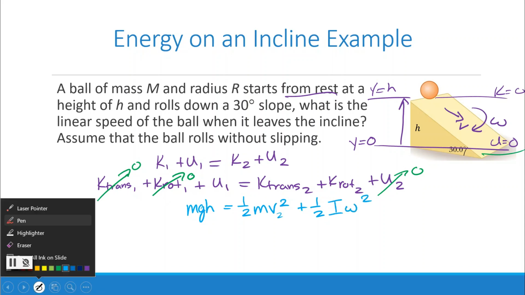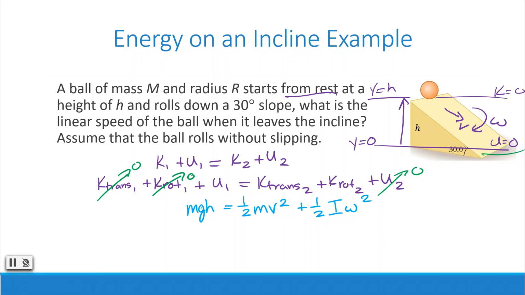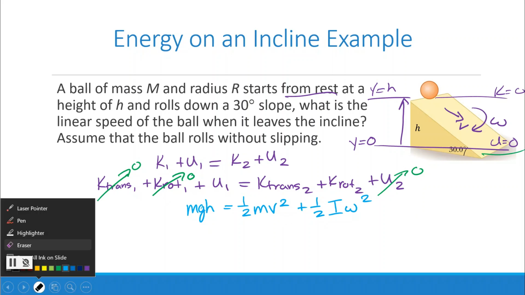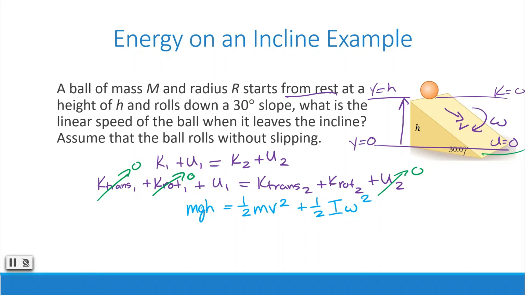Actually, I don't really need that subscript for the 2 here because there's only one velocity, the velocity at the bottom. So what I have here is an equation that involves my starting height, which I know, but involves both my linear speed and my angular speed. But I want to know the linear speed of the ball, so I need to get rid of that angular speed. Once again, the linear speed of the center of mass is equal to r times omega.